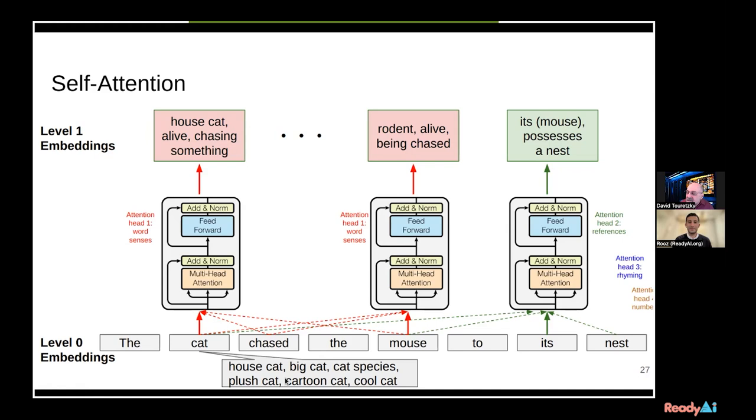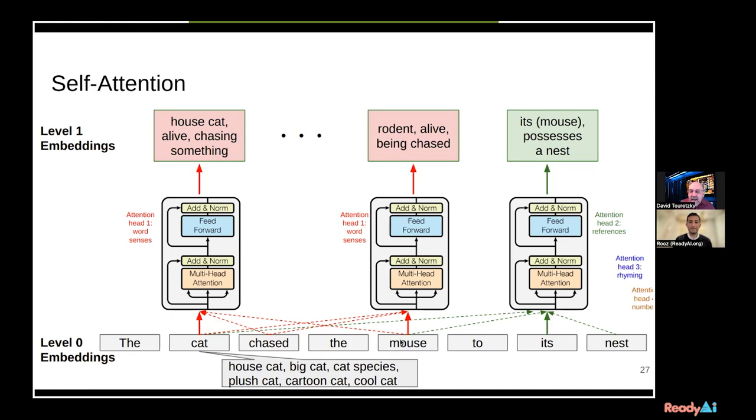And the same is true for all the other words in the sentence. Mouse, for example, could be a rodent, or it could be a computer mouse. Mouse is also a verb. You can mouse on things, so it's not just a noun. All those possible meanings are glommed together into this 768-element vector that's the embedding for the word mouse.